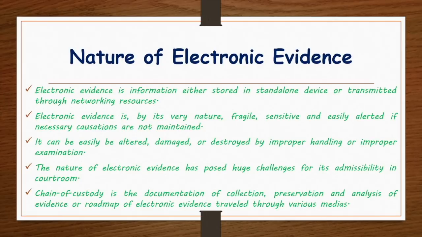If you go by some salient features of the nature of electronic evidence, you'll see that electronic evidence is information. It is either stored in a standalone device or transmitted through networking resources. Keep in mind that if you go by the Section 79A explanation clause on e-form evidence, and by the different statutes worldwide, you'll see that it is not only the electronic evidence or the evidence in electronic form which is important. The most important thing is how the evidence is collected, how the evidence is preserved, and how the evidence is made admissible, or brought before the forum.